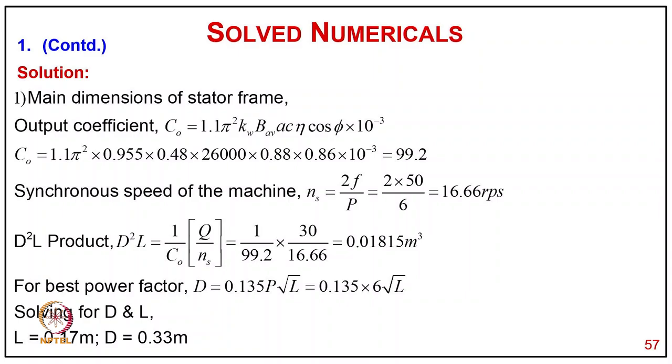The output coefficient is C0 equal to 1.11 pi square kW B average AC eta cos phi times 10 power minus 3. After putting in values it comes to 99.2. The synchronous speed of the machine is NS equal to 2 f by P, which comes to 16.66 RPS, and D square L comes to Q upon C0 NS, which is 0.01815 meter cube. For the best power factor, D equal to 0.135 P under root L. Solving these two equations, L comes to 0.17 meter and D comes to 0.33 meter.